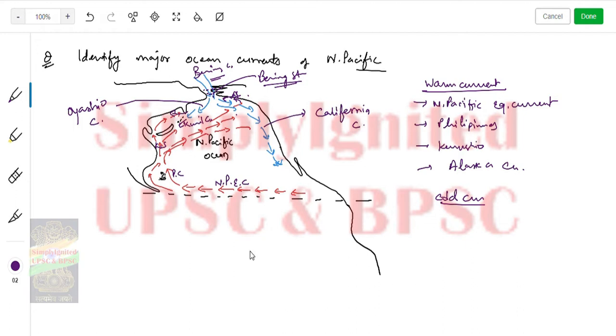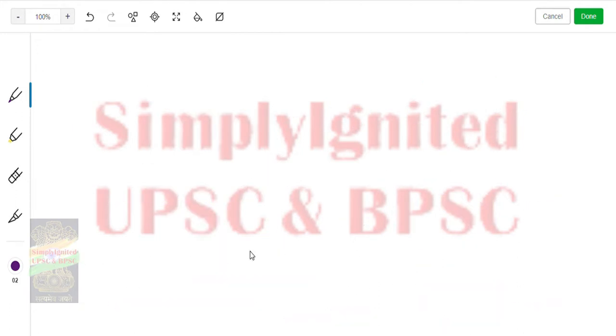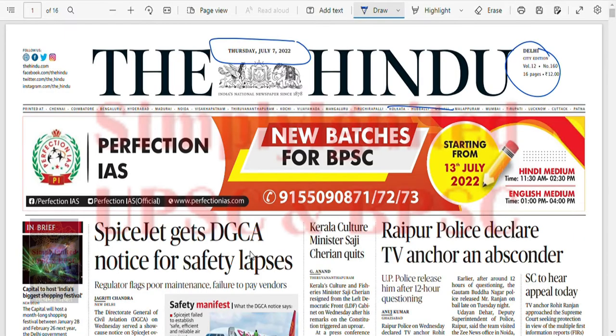Now the next assignment is obviously to chalk down the currents of the South Pacific. So comment the major currents of the South Pacific Ocean. Look, I am not going for the optional-level detail, that there are a number of currents; we'll just identify the things that are relevant for GS purposes. So with this, we are now heading towards the identification of the most important news.